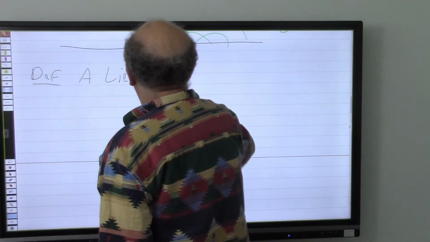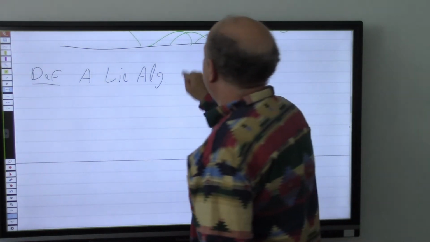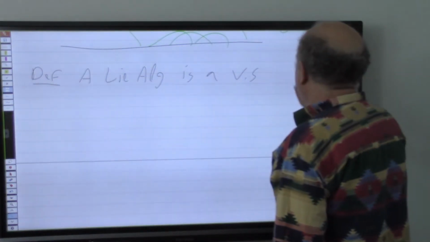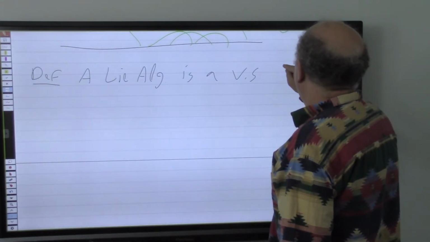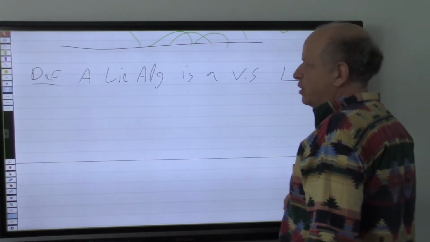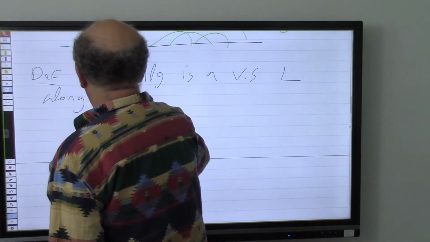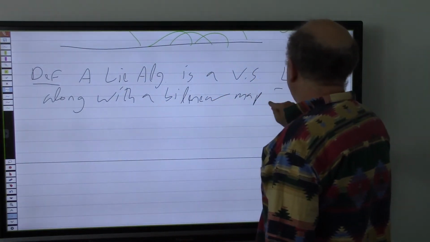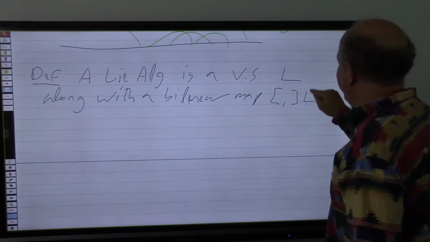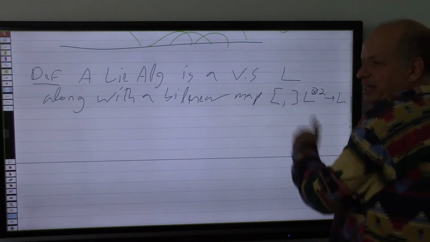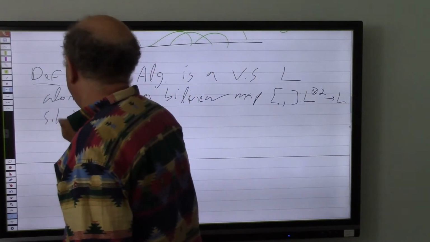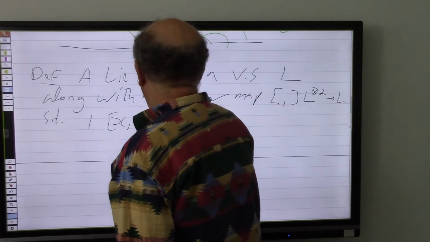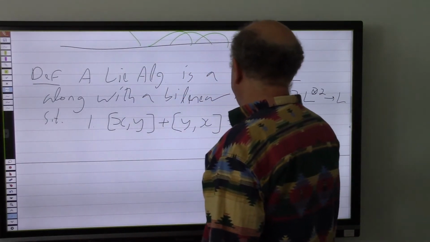A Lie algebra, let's say over a field, is a vector space, let's call it L for Lie algebra, along with a bilinear map. It's called the bracket, and it goes from L squared into L. So in other words, it's a bilinear map such that, one, this bilinear map is antisymmetric. So x bracket y plus y bracket x is equal to 0.